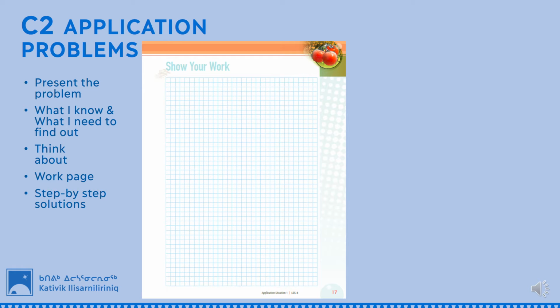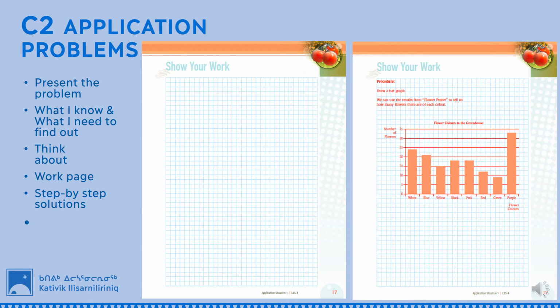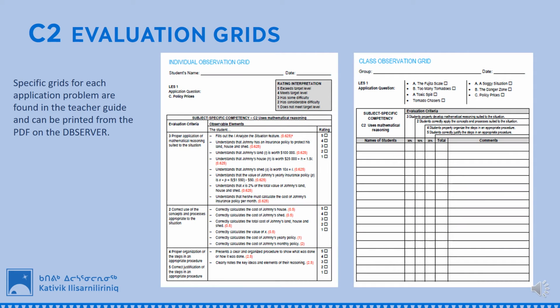The answer key for each LES provides step-by-step solutions for each application problem. An evaluation grid with rubric for each application problem is available in the teacher guide, and it can be copied from the guide or printed directly from the PDF on the DB server to mark each individual student.